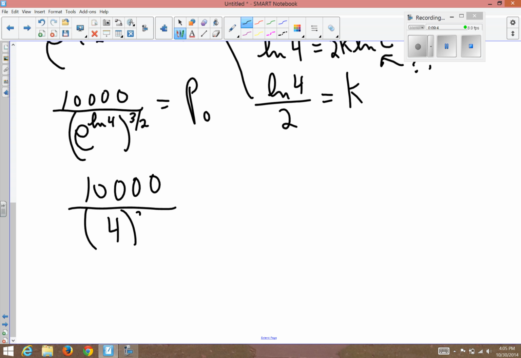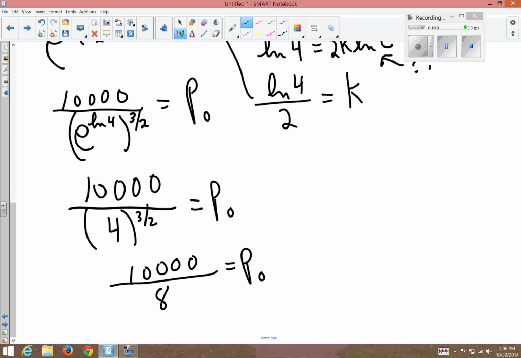And you know that 4 to the 3 halves is 8. Because the exponent is 3 halves, that means the square root of 4 raised to the third power. Square root of 4 is 2, and 2 to the third power is 8. And 10,000 divided by 8 is 1250. So 1250 equals P sub 0. That represents the initial population or number of bacteria present initially.